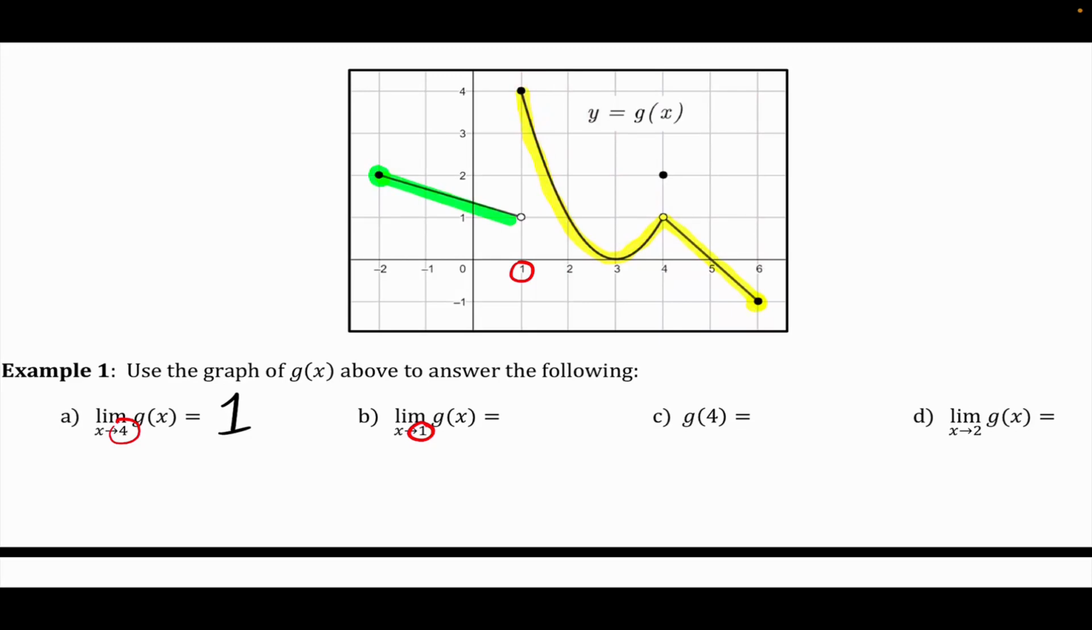So what we say is if they don't meet at the same y value, there is no limit. We say the limit does not exist, or DNE. DNE. How can I meet you somewhere if you're there and I'm here, right? So when they don't meet at that x value, green says I'll meet you at 1. Yellow says I'll meet you at 4. They don't meet, no limit. Does not exist. Okay.